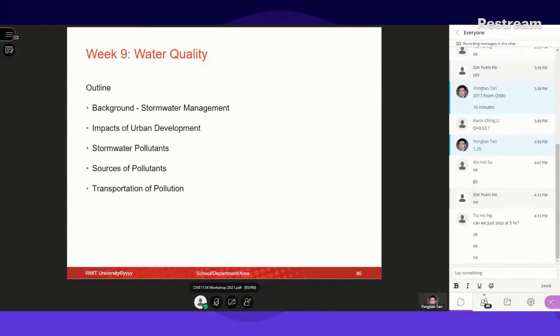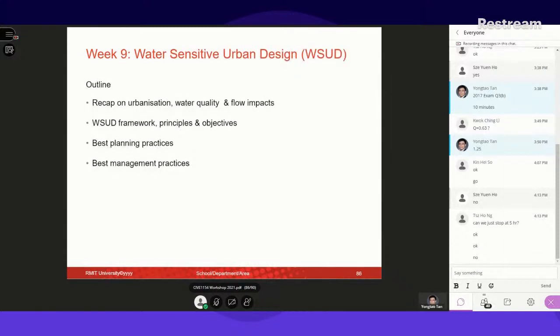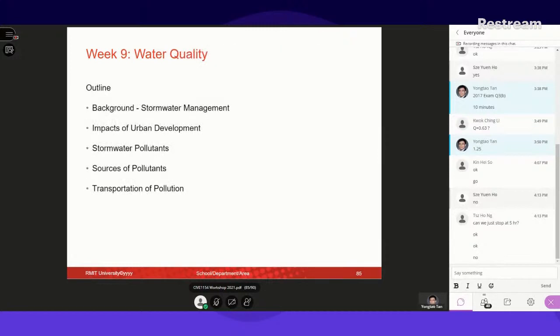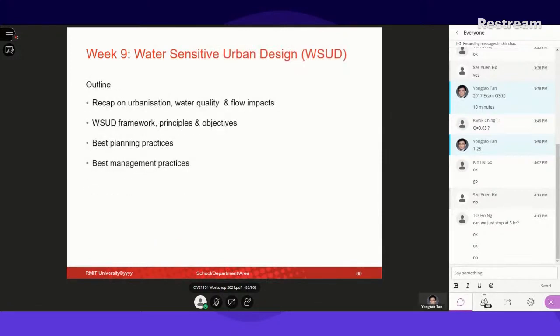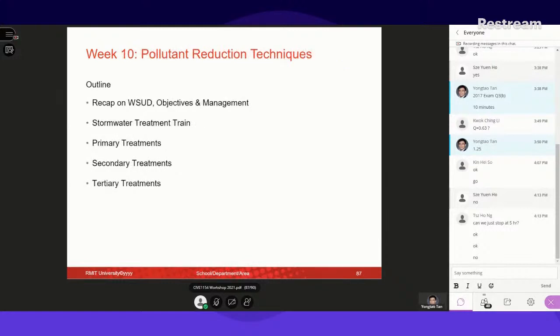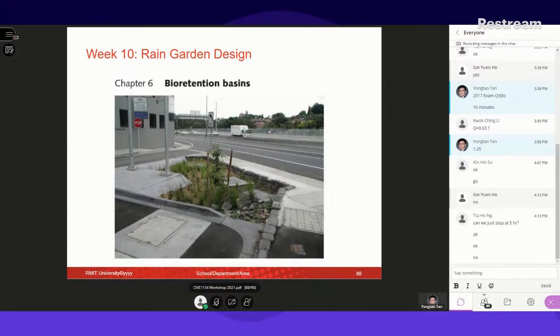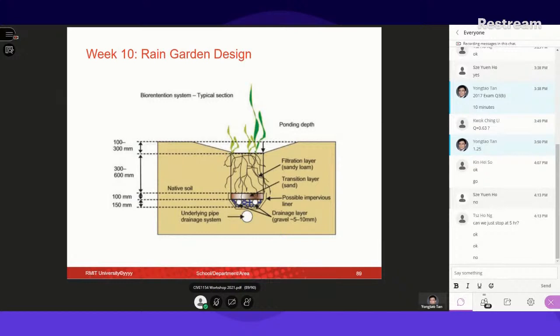Okay, great. Now week 9 and week 10. Week 9 is about water quality and water sensitive urban design, and week 10 is about pollutant reduction techniques, and we also have a bio-retention based design or rain garden design. I will go into the details of this part later.